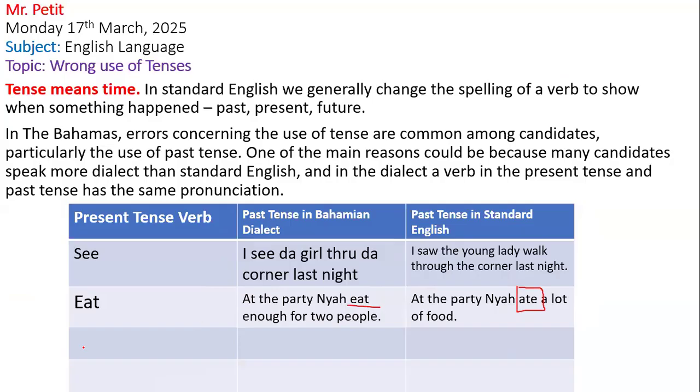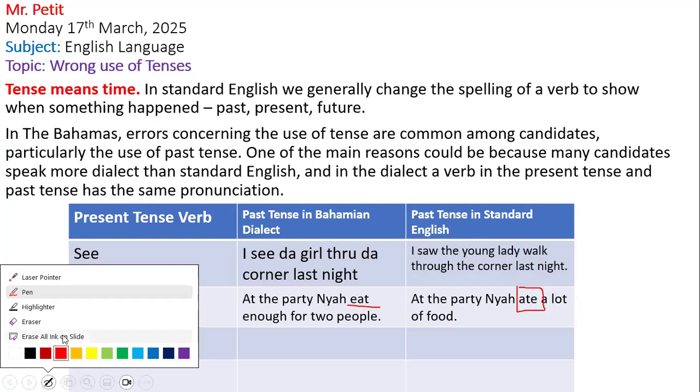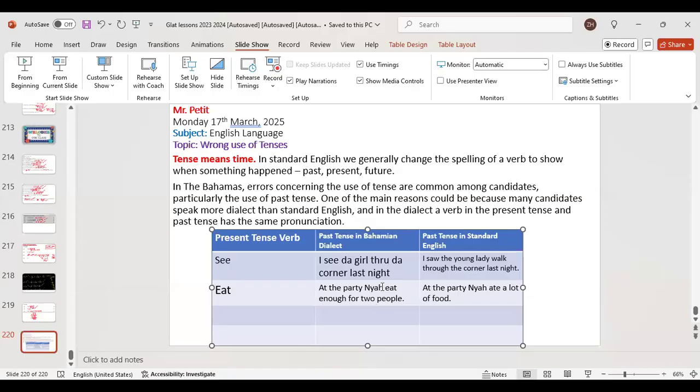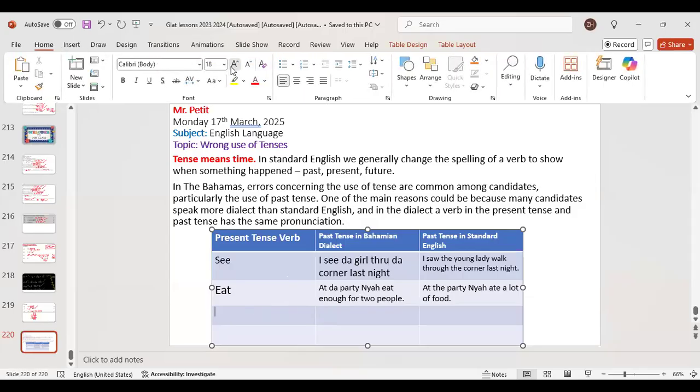Excuse me, Mr. Badi. The first one for the Bahamian dialect does not look like something a Bahamian would say. I see the girl through the corner last night. No, sir. The second one. At the party, now I eat enough for 2 people. It's the way you say it. Yes, sir. It's the way you say it, like, at the party. Oh, duh. Okay, girl. Naya. Well, we want to exaggerate it. Come on, man. All right. Okay, good. Next.